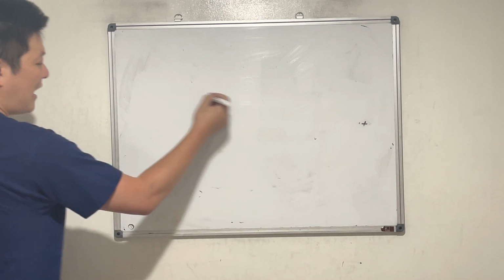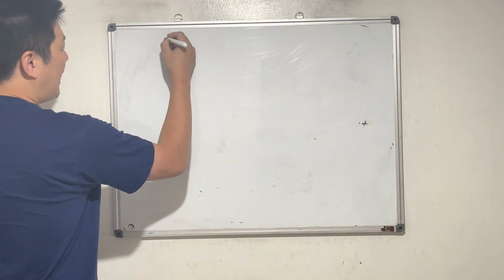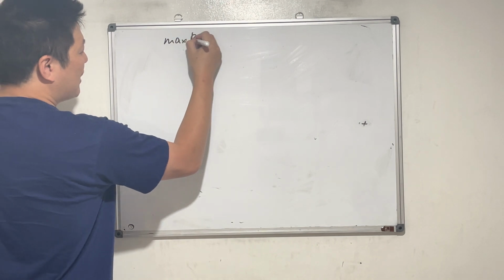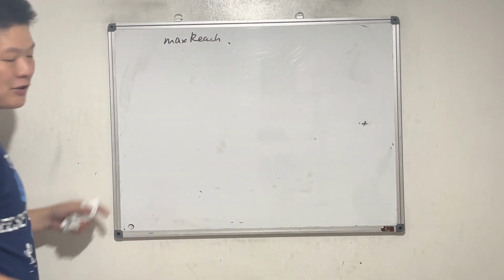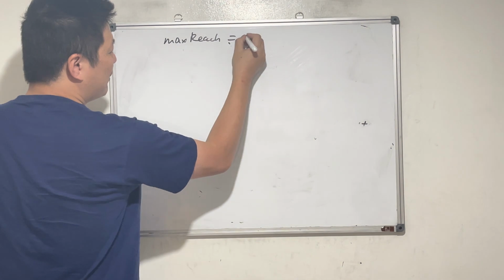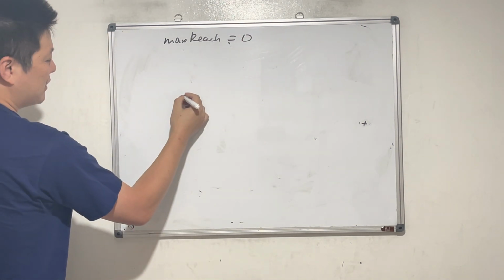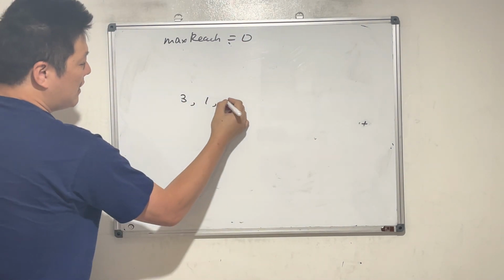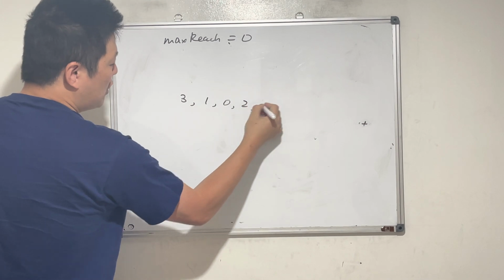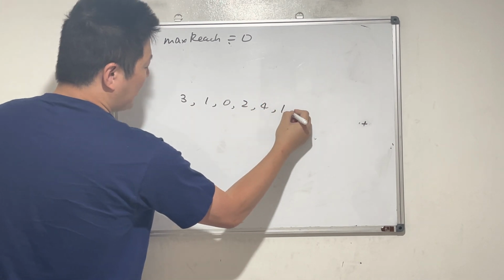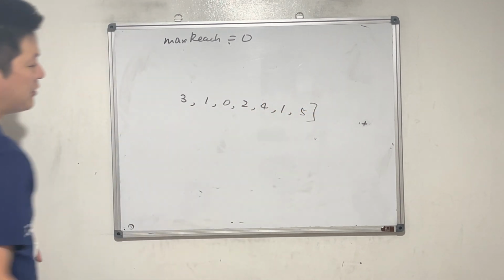What does it mean? Look. I have this max reach variable, which is how far we can reach. At the beginning, we set it to 0. So now let's do this problem: 3, 1, 0, 2, 4, 1, 5. Can we reach the end?